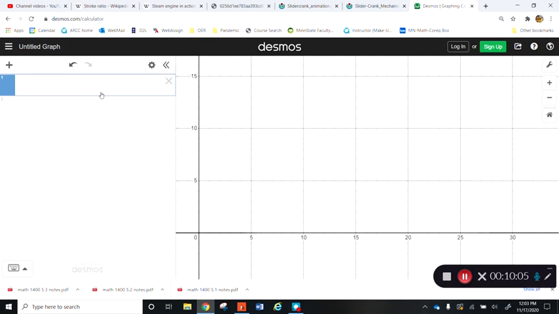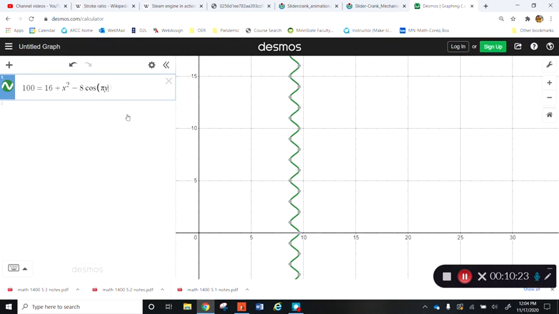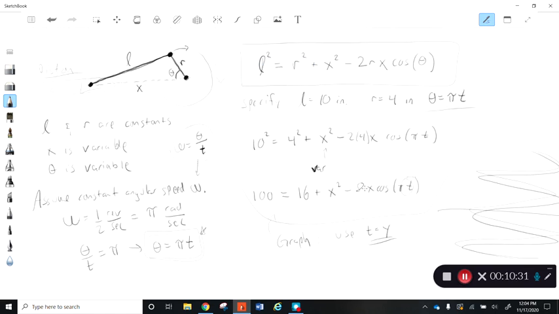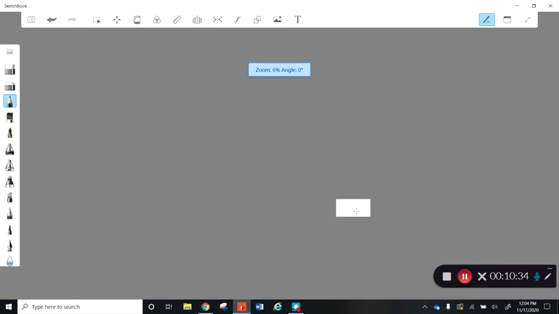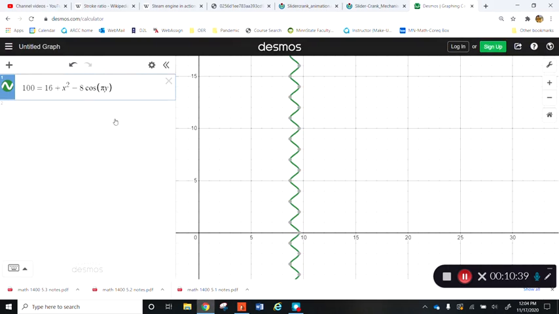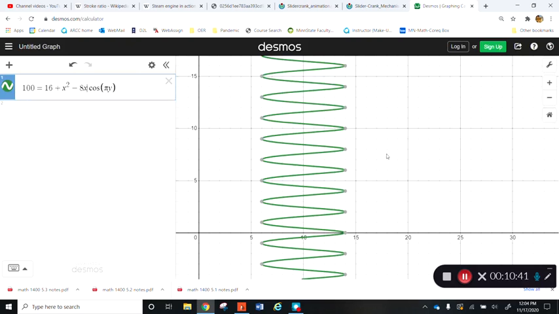Here's my graph. So we have 100 equals 16 plus x squared minus 8 cosine of pi times y. That would have been t, but we're using y. That doesn't look quite right, so I'm just going to double check that I didn't miss something. 16 plus x squared minus 8, oh, 8 times cosine. I think I missed the 8x. So let's go back and grab that. 8x. Yeah, there we go. There's an x there. There we go.